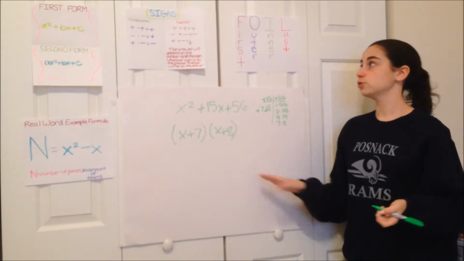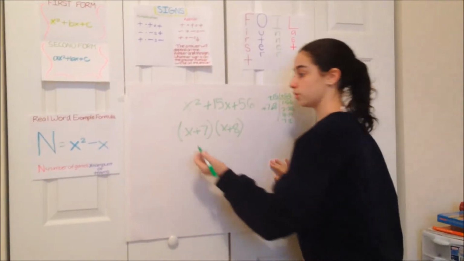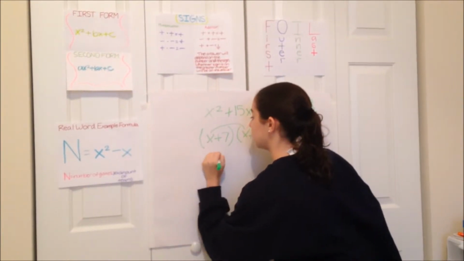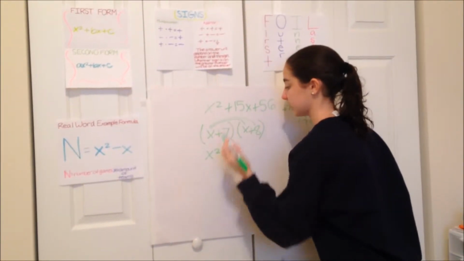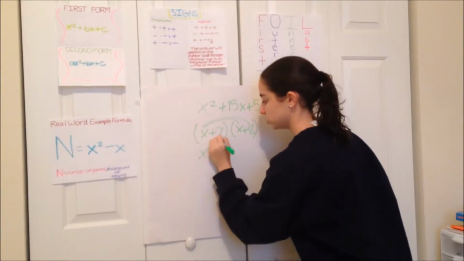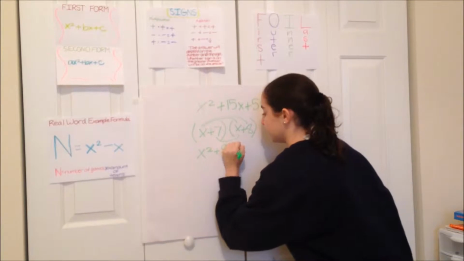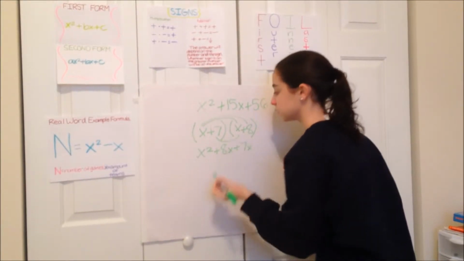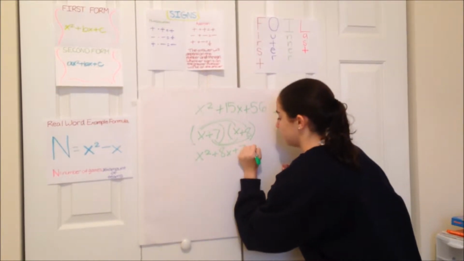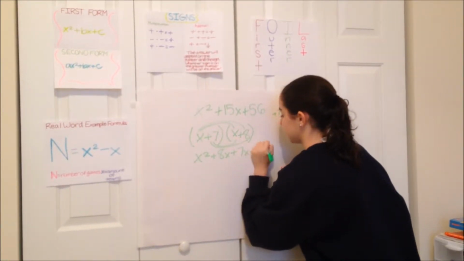Now, to check your answer, you can use the FOIL method. So I'm going to start with the first and go x times x, which is x squared. Then you're going to do outer, which is x times positive 8, which is positive 8x. Then I'm going to do inner, positive 7 times x is positive 7x. And then I'm going to do last, which is positive 7 and positive 8, which gives you positive 56.